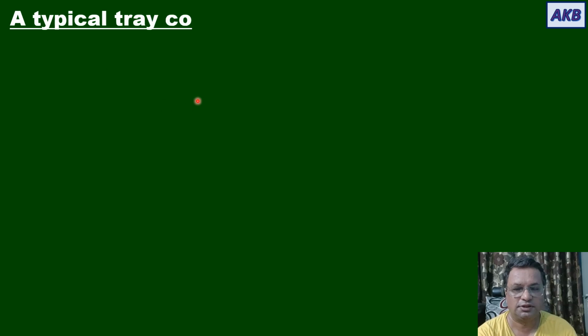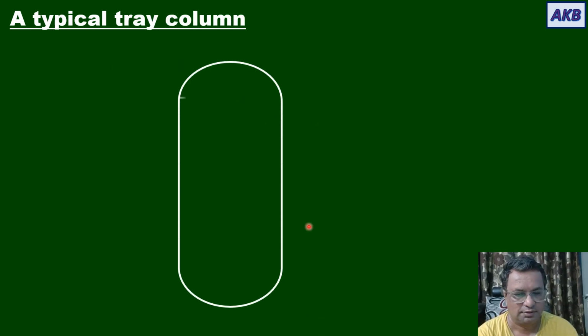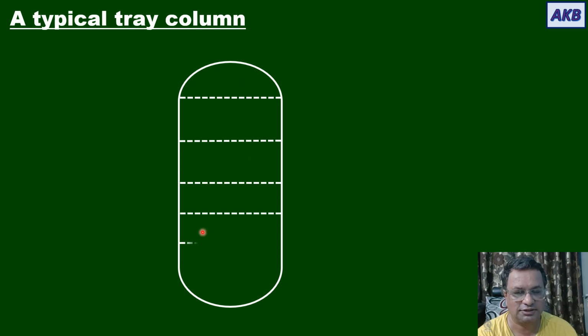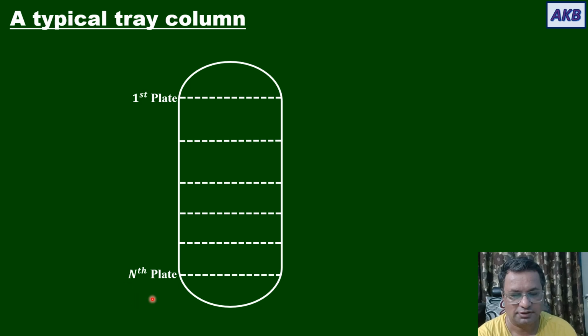First, I'll show you a typical tray column. You have a number of trays in a typical tray column. These dash lines are representing trays. I have numbered those trays from the top. The topmost tray I'm calling the first plate, whereas the last tray in the column, which is at the bottom, I'm calling the nth tray.